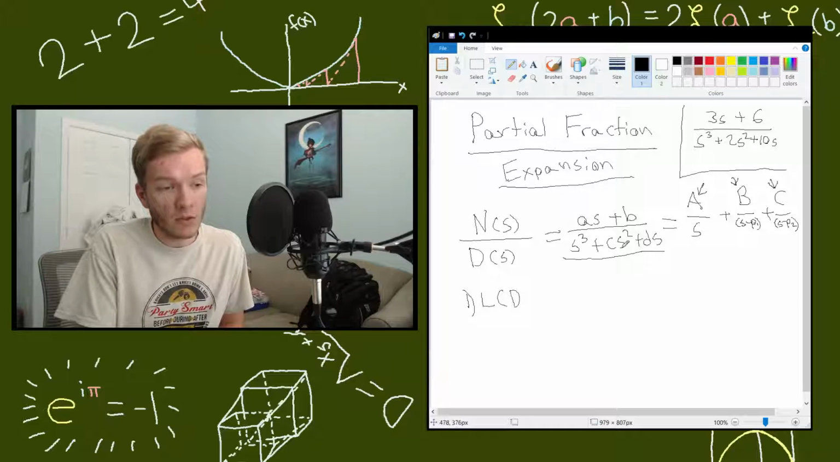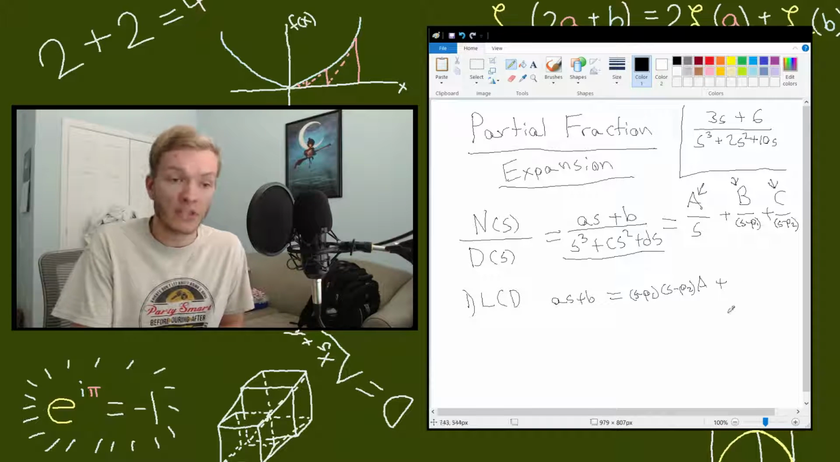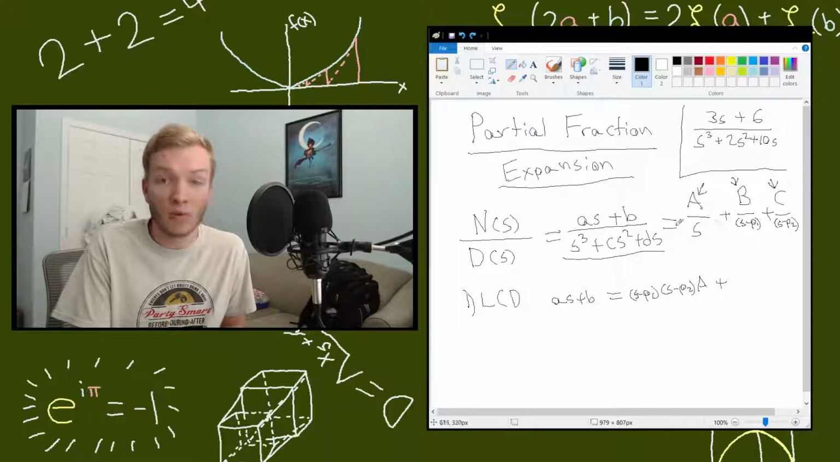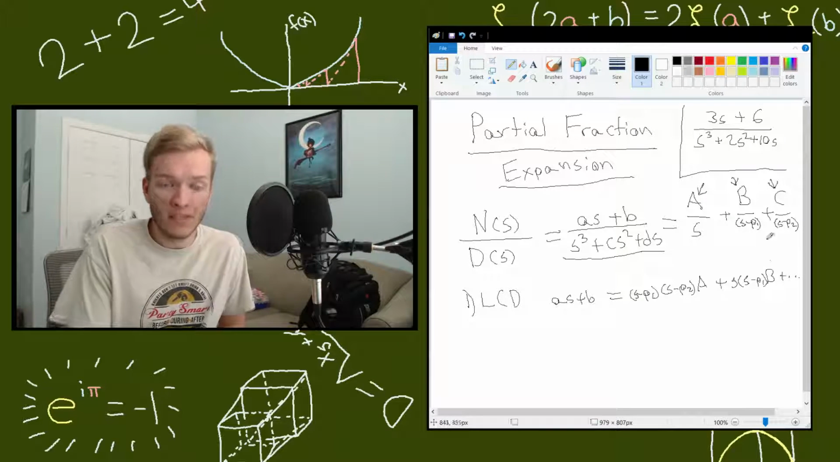So what this means is we would multiply this out, and we would have As plus B is equal to our (s minus p1) times (s minus p2) times A, and then the same for the others, but excluding the one that is currently in their denominator, because when we multiply this through, this one would cancel with the one on the top. So we're going to have an s times (s minus p1) times B, and I think you get the picture because I'm kind of running out of space here, but you can do the same for C.